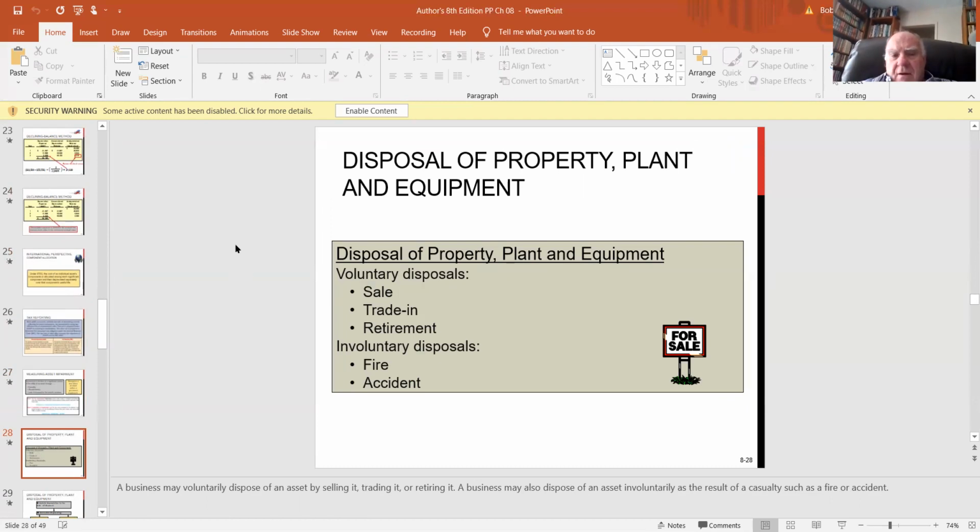Okay, now we need to maybe sell a fixed asset. We have a fixed asset that we're not using anymore. It's still in good shape, but we don't need it any longer. That technology is unnecessary. So we might have a disposal of it voluntarily. We might sell it, trade it in, or retire it. Or we lose it in an accident or a fire, or somebody rams a forklift into it by mistake.